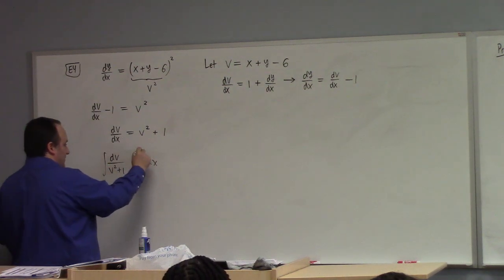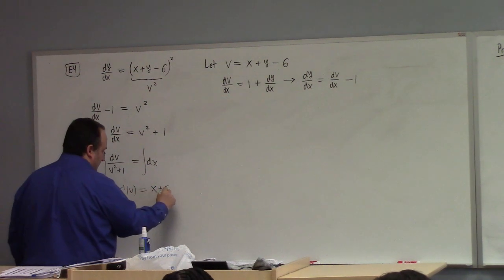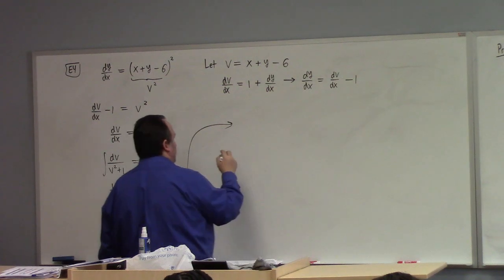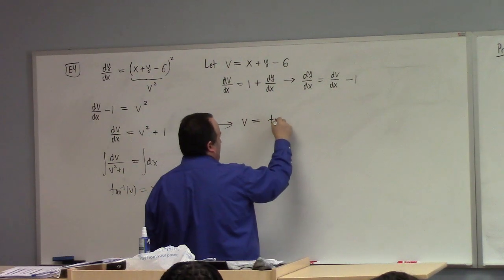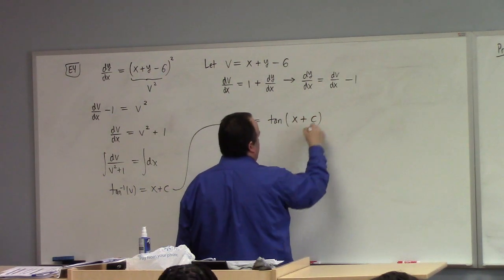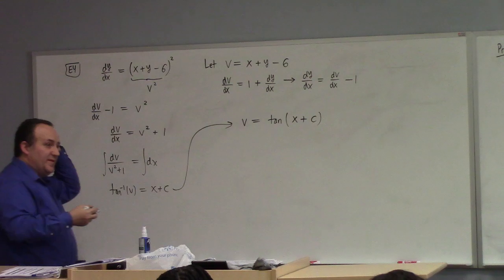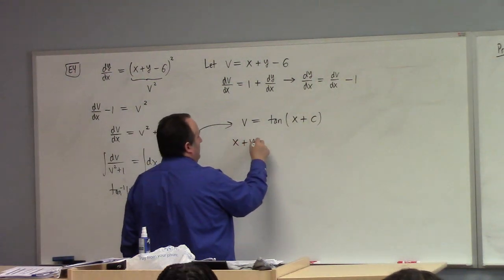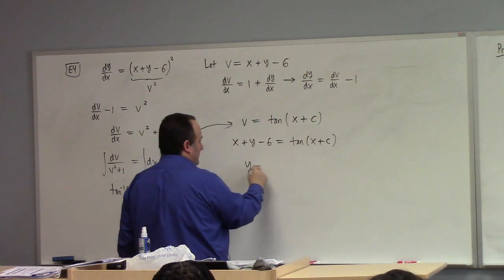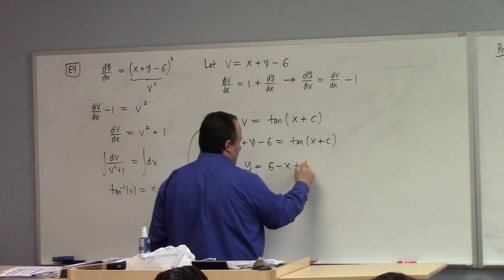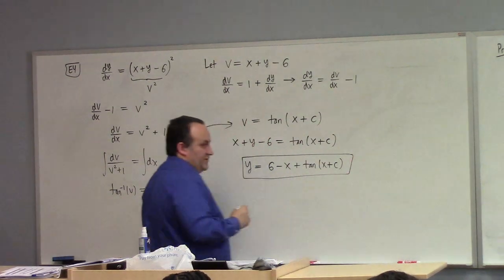So this is dv over (v squared plus 1) equal to dx. Integrate both sides. We know how to integrate, so we know that that's inverse tangent of v is equal to x plus a constant. As a general point of order, we'd like to find an explicit solution if we can. So this gives us v is equal to the tangent of x plus c. But what was v equal to? Oh, it was x plus y minus 6, right? So, lo and behold, this gives us y is equal to 6 minus x plus the tangent of x plus c. And that, my friends, is the explicit general solution to this problem.